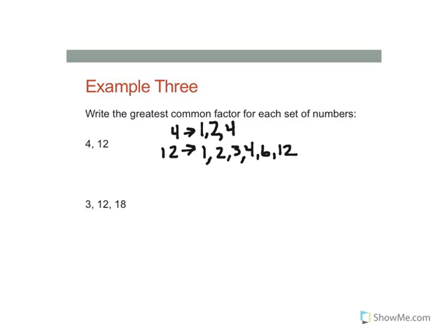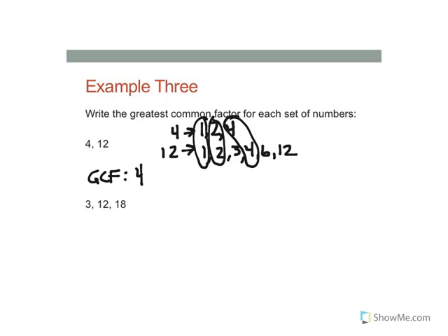Now I need to find the factors they have in common, which is a 1, a 2, and a 4. Now, the greatest common factor is exactly what it says. It's the greatest or largest factor they have in common. So for 4 and 12, the GCF, which is what we call it so we don't have to write out the whole three words, is 4. It's the largest factor that they have in common.